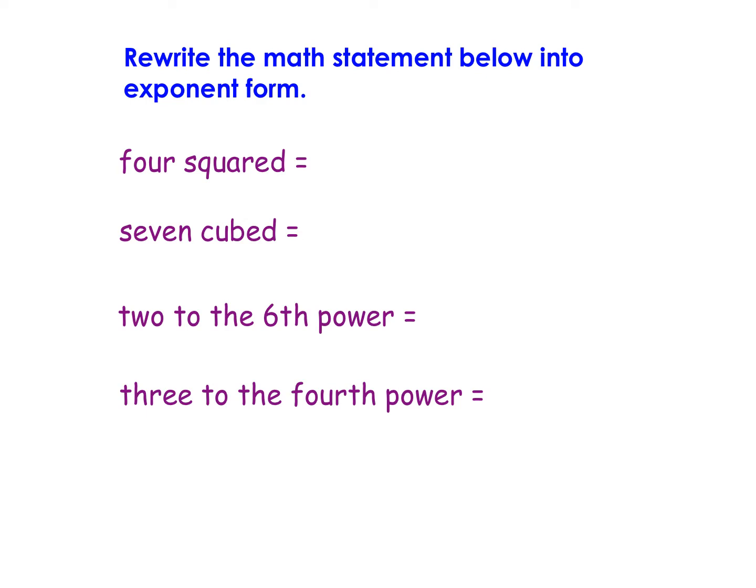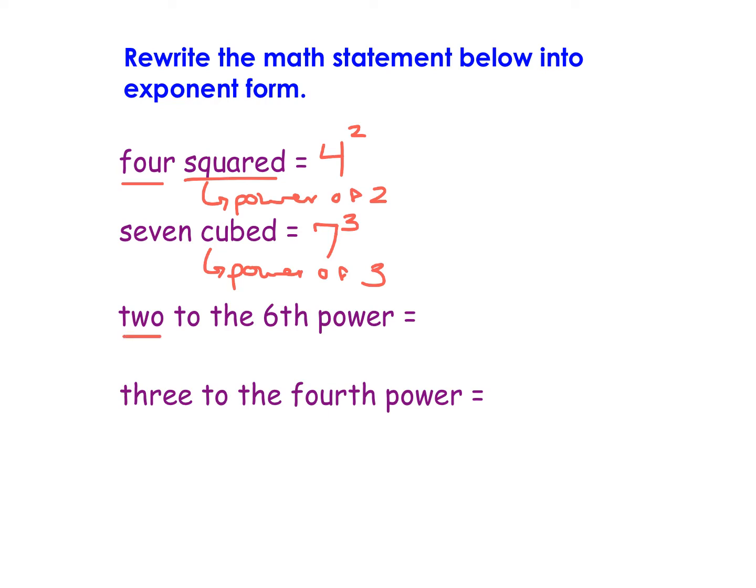And lastly, we're going to take the math statements below and write them into exponent form. So sometimes being able to just read them or to be able to understand what a vocab term means can be a really important math skill. So here we see 4 squared. Now squared is a fancy way of saying power of 2. So this is really 4 to the power of 2. That's what squared means. Then from here, 7 cubed. Cubed is a fancy way of saying power of 3. So this is really 7 to the power of 3.